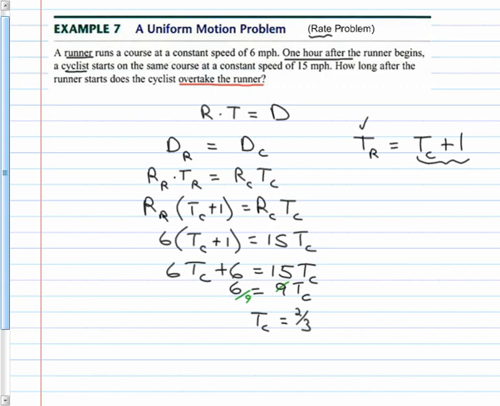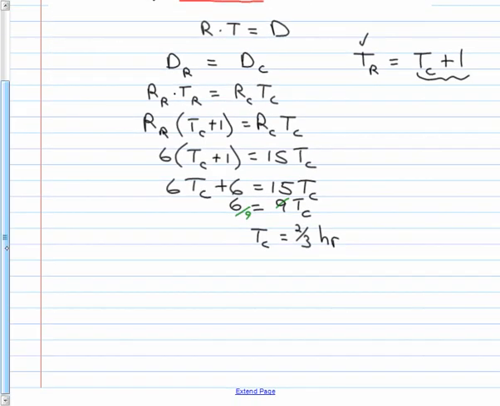Hours. This is the time of the cyclist, and it's measured in miles per hour. It's hours. 2/3 of an hour. How long after the runner starts does the cyclist overtake the runner? The cyclist is going to overtake the runner 2/3 of an hour after the runner starts.